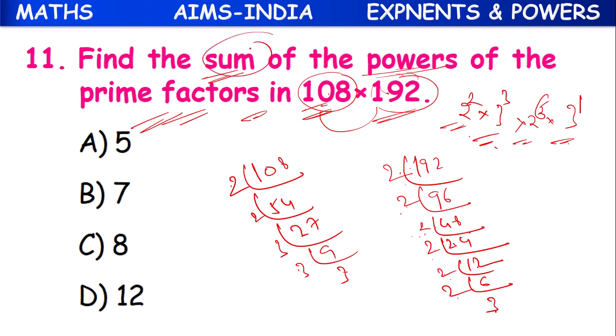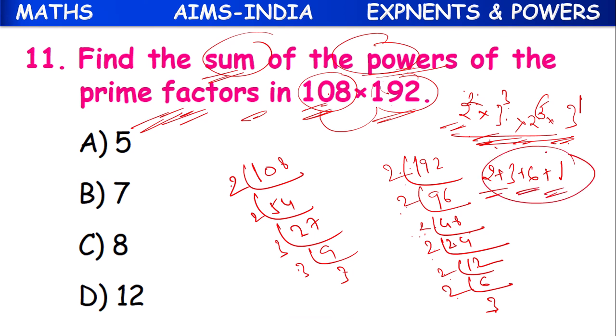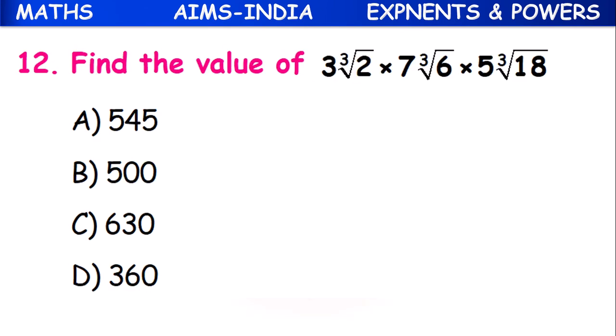Now they are asking for the sum of the powers of the prime factors. All factors are prime factors here. The powers are 2, 3, 6 and 1. 2 plus 3 is 5, 5 plus 6 is 11, 11 plus 1 is 12. So 12 is the correct answer.